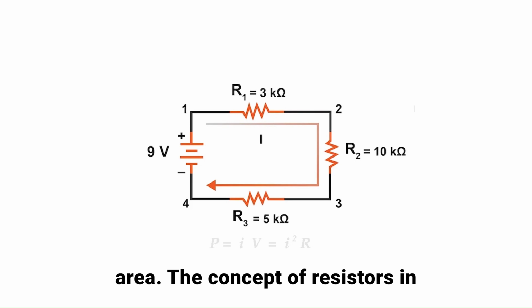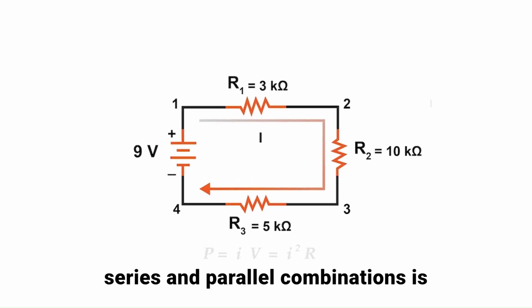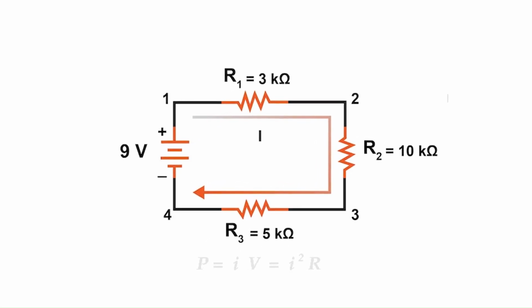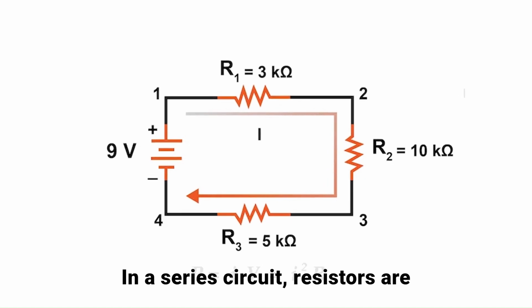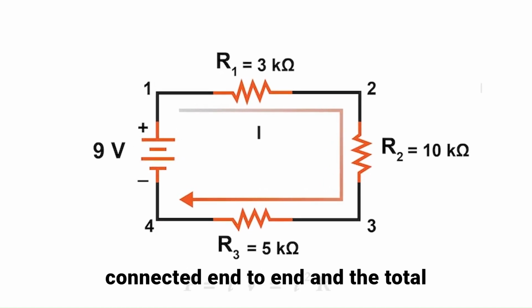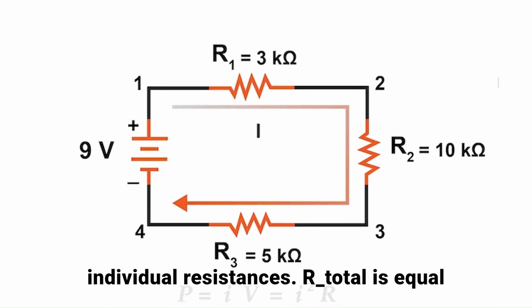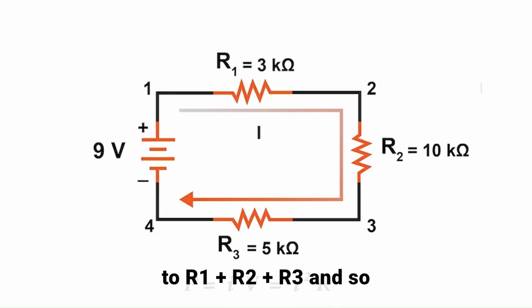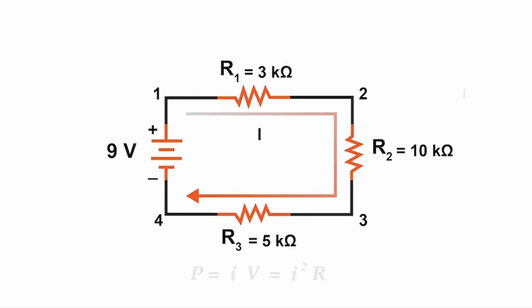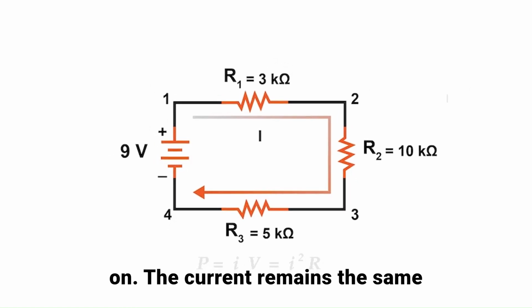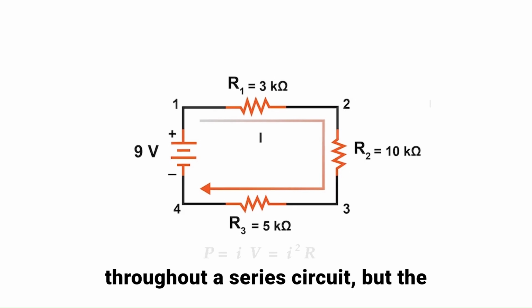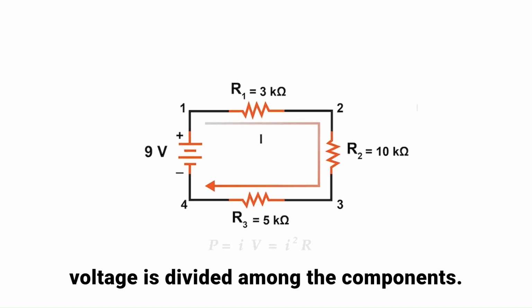The concept of resistors in series and parallel combinations is crucial in circuit analysis. In a series circuit, resistors are connected end-to-end, and the total resistance is simply the sum of individual resistances. R_total is equal to R1 + R2 + R3 and so on. The current remains the same throughout a series circuit, but the voltage is divided among the components.